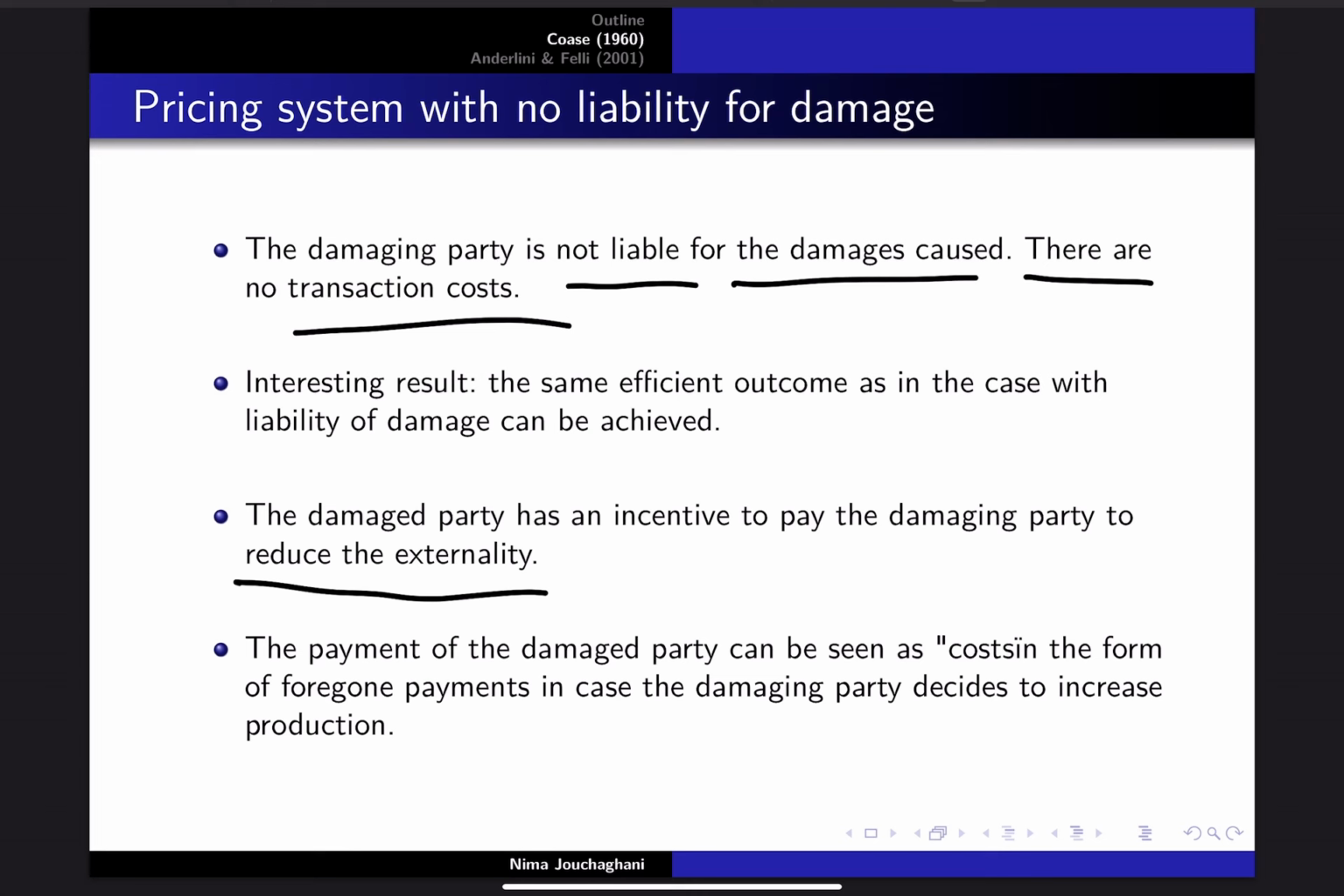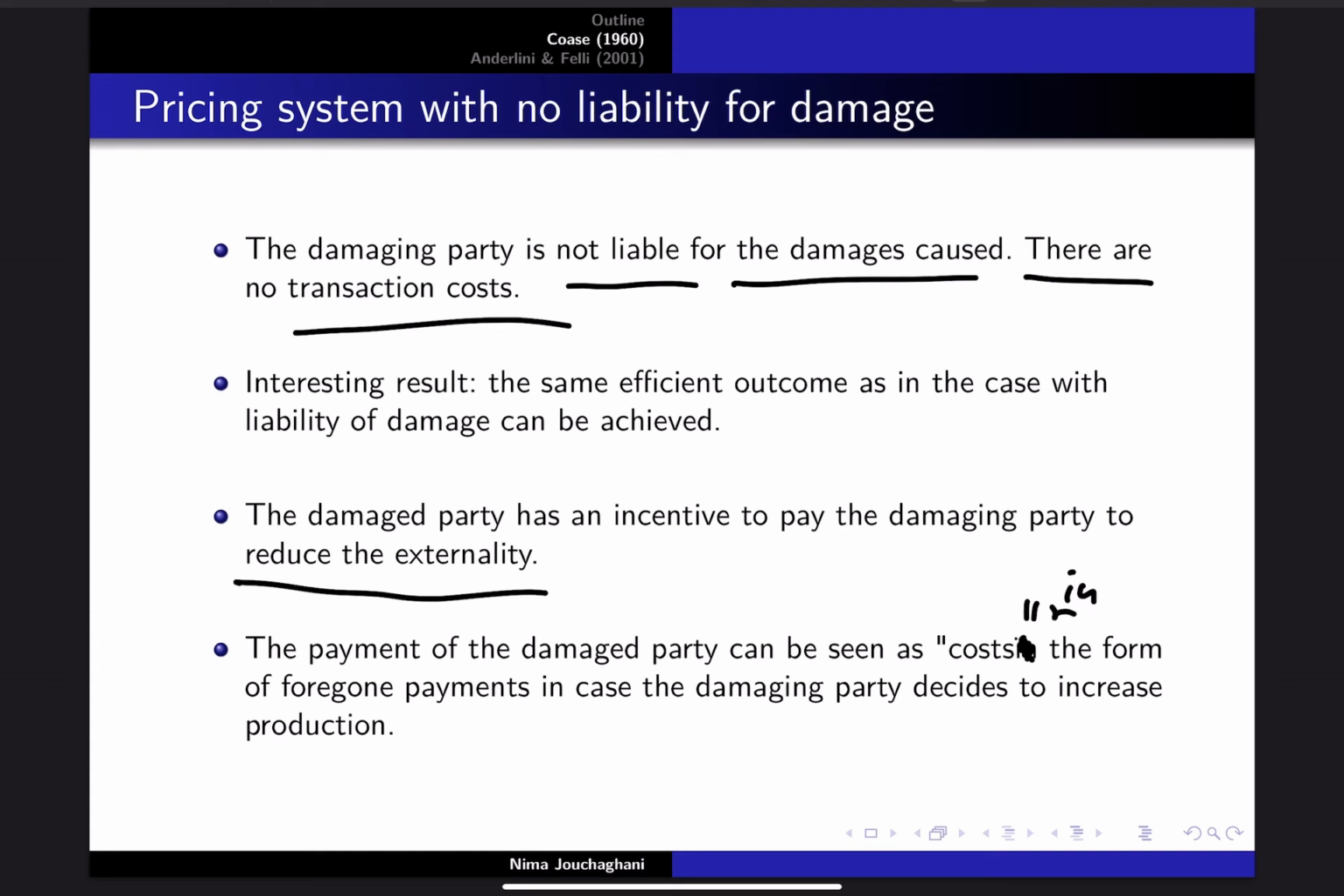So the magnitude of the negative externality itself does not change. What is different in a pricing system with no liability for damage is that now the damaged party actually wants the damaging party to reduce the externality in order to increase its own profits. And the idea there is that the payment that the damaged party makes to the damaging party can be seen as costs in the form of foregone payments in case the damaging party decides to increase production.